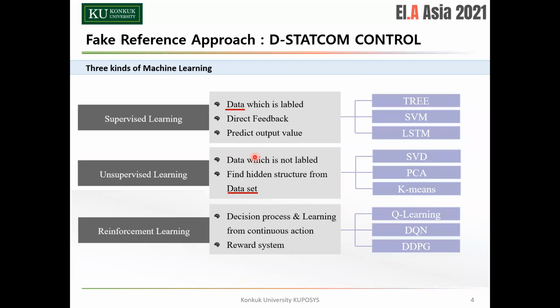Now I want to talk about three kinds of machine learning. The first one is supervised learning. It is the machine learning task of learning a function that maps input to output based on example input-output pairs. It infers a function from labeled training data consisting of a set of training examples.